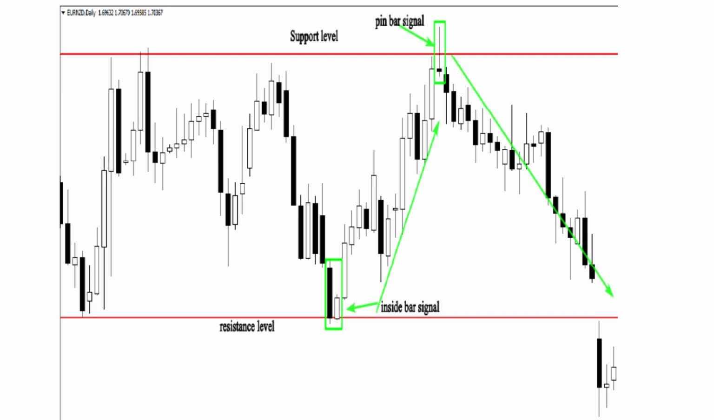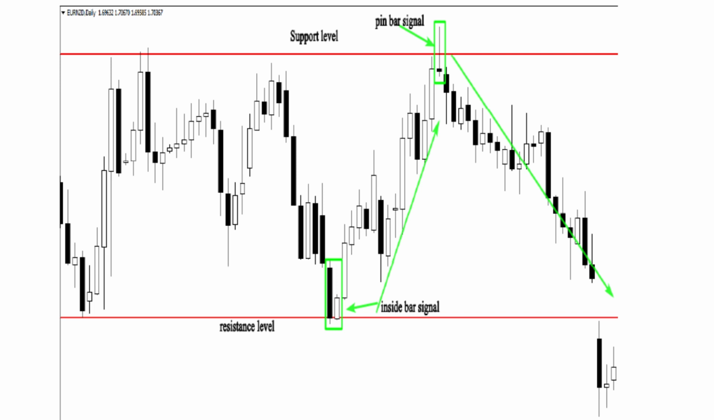In ranging markets, we trade from the boundaries, from support and resistance levels. Don't ever try to trade inside the range. In the chart above, we had two powerful signals. The first signal was a pin bar that was strongly rejected from the resistance level, and the second signal was an inside bar formed near the support level.